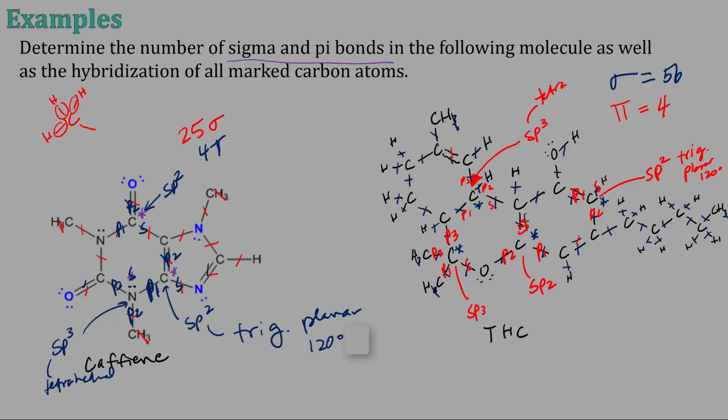Probably work some more in class, because I know that this can be confusing, but you're really just counting. Don't overcomplicate it. You don't have to know how those hybrid orbitals are made. You don't have to know any of that. I just like to explain it because I have a lot of students that need to know the whys. And so those are the whys.